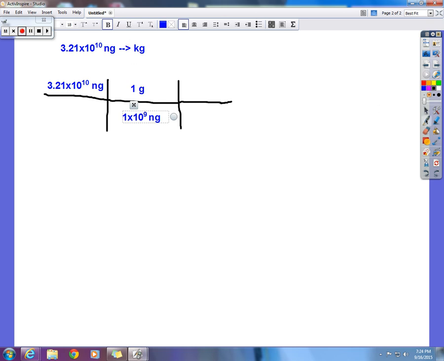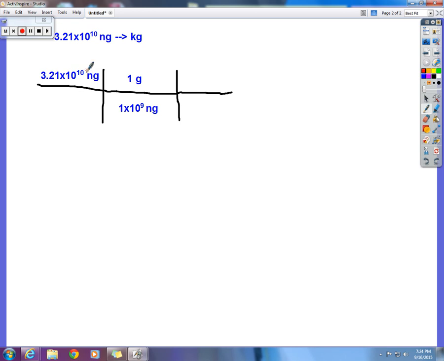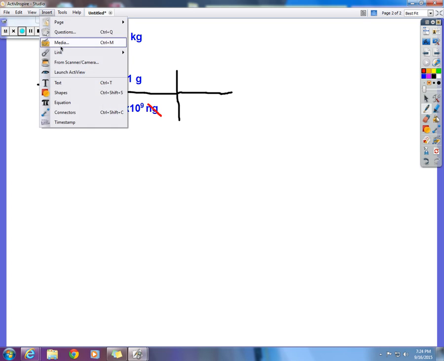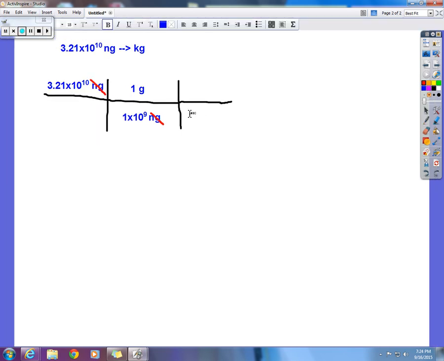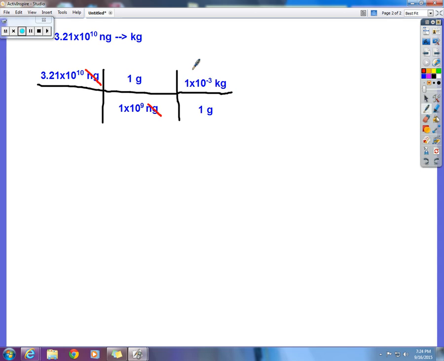So now that I've been able to cancel out my nanograms, now I need to get rid of my grams. So I'm going to put 1 gram down here, so that'll cancel out, and I need to get to kilograms. So I'm going to put 1 times 10 to the negative 3 kilograms, okay? And then I'm going to go ahead and cancel out my grams, and I'm left with good old-fashioned kilograms, okay?